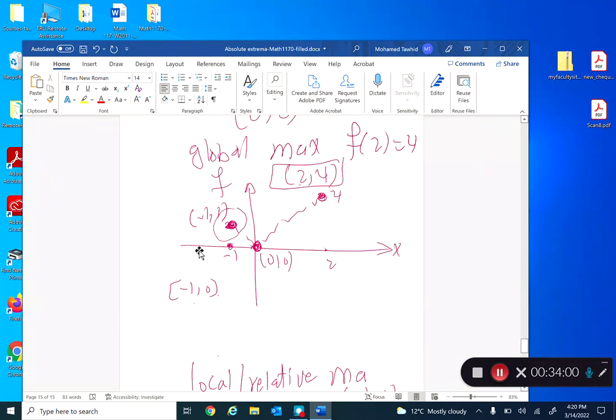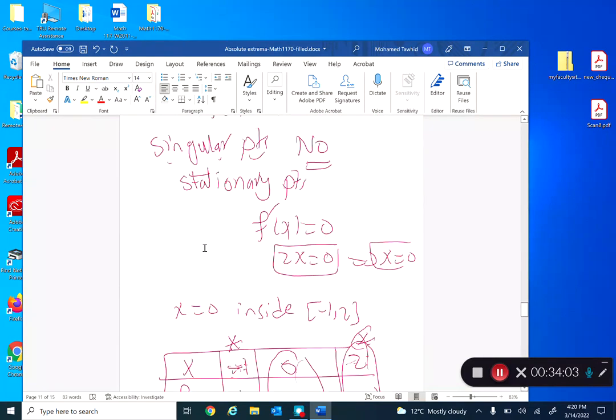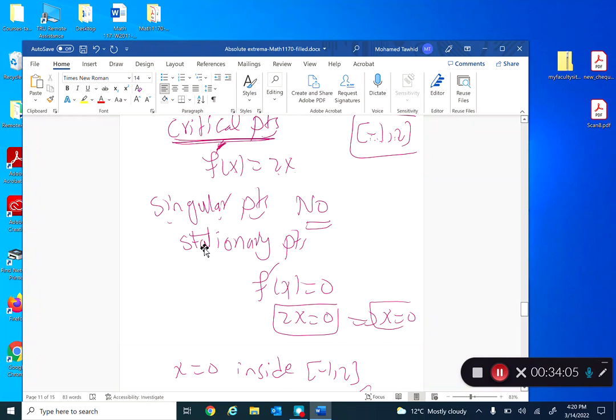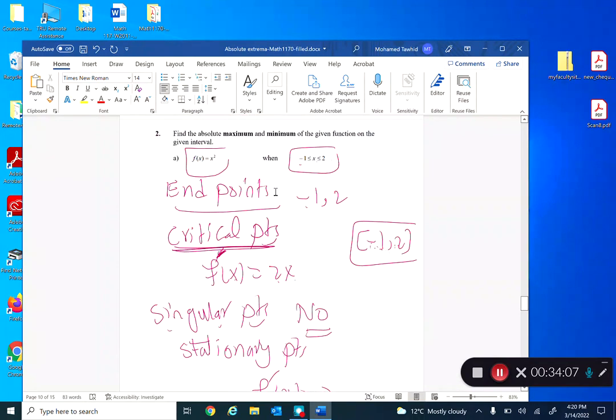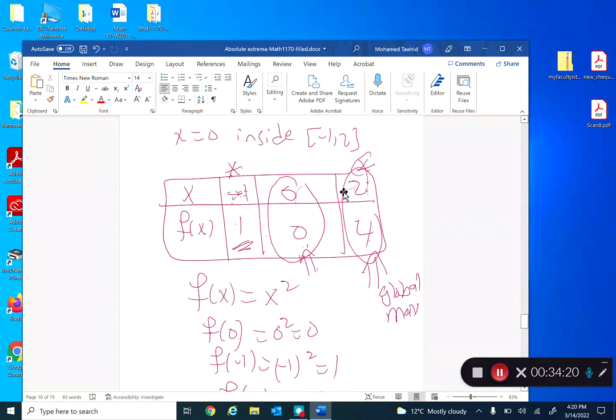So let me summarize what I did. Step number 1, I look at what kind of points could potentially have a minimum or maximum. First, the endpoints. Number 2, I have to find the critical points, which could be singular points or stationary points. Then I built a table with all my endpoints and critical points. I find the value of f at each one, and the smallest value is your global minimum and the largest value is your global maximum.